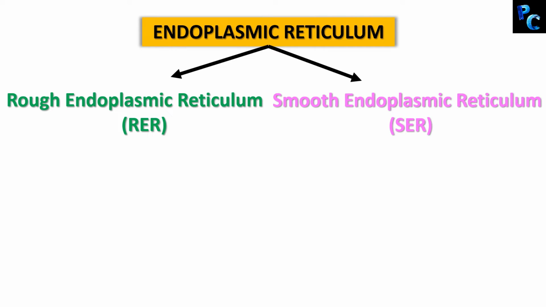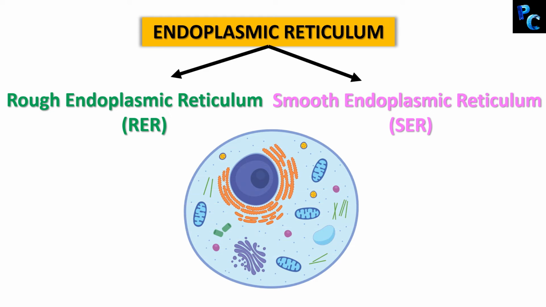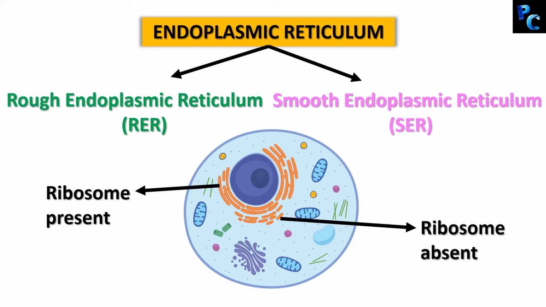Now you will ask me, ma'am, why does it look rough? The answer is, in the rough endoplasmic reticulum, ribosomes are present on the outer surface of the endoplasmic reticulum, which gives a rough appearance. Then can you guess why the other is called smooth endoplasmic reticulum? Obviously, because there is no ribosome attached to the surface, so it gives a smooth appearance under the electron microscope. So ribosomes make the endoplasmic reticulum look rough or smooth.